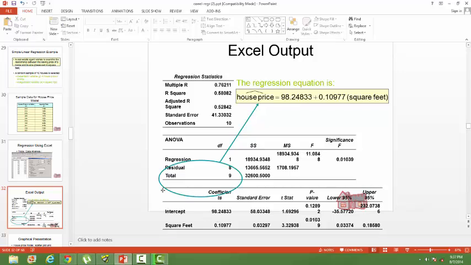Okay, there are other things also. We will also study what is R square, what is T statistics, what is P statistics, what is confidence level, lower confidence level, upper confidence level. So these things are covered in the hypothesis testing video, and also we'll study the detail about linear regression in another video. This is the basic one.